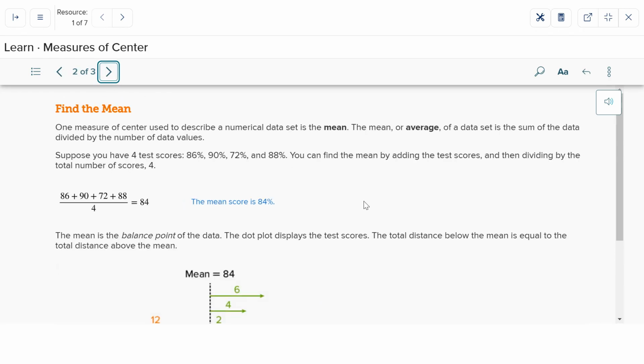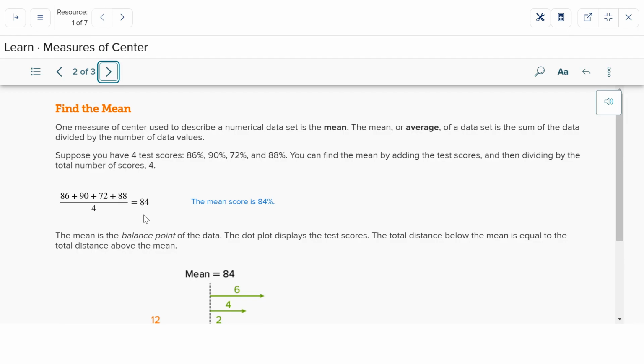So here's how to find the mean. One measure of center used to describe a numerical data set is the mean, or average, and it is the sum of the data divided by the number of data values. So we already said that. So here's an example. Suppose you have 4 test scores, 86%, 90%, 72%, and 88%. You can find the mean by adding the test scores and then dividing by the total number of scores, which is 4. So we're going to add 86 plus 90 plus 72 plus 88. Once we have that, we can divide by 4 because there are 4 of those values, and then we find that the mean is 84.